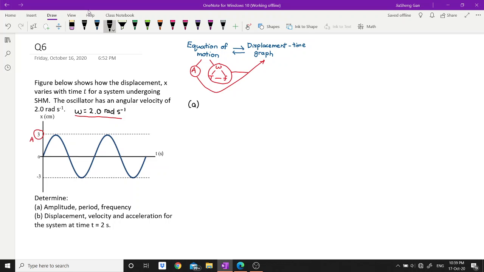Your amplitude will be equal to 3 cm. If you prefer to write it in terms of SI unit, it will be 0.03 meter. The next thing that you need to get is period and frequency. Period is big T, but you are given omega, so you can probably manipulate from here. You know that omega and T are related by this equation. You want to find T, so you rearrange your equation into the form that you need. And now it's a matter of substitution. With 2.0 radian per second, your answer should be pi second. Pi second is basically just 3.14 second.